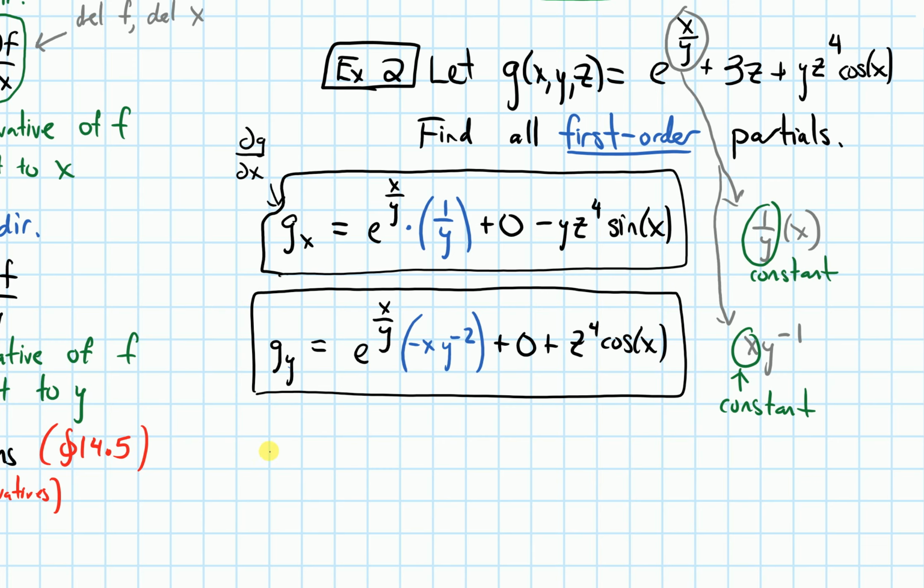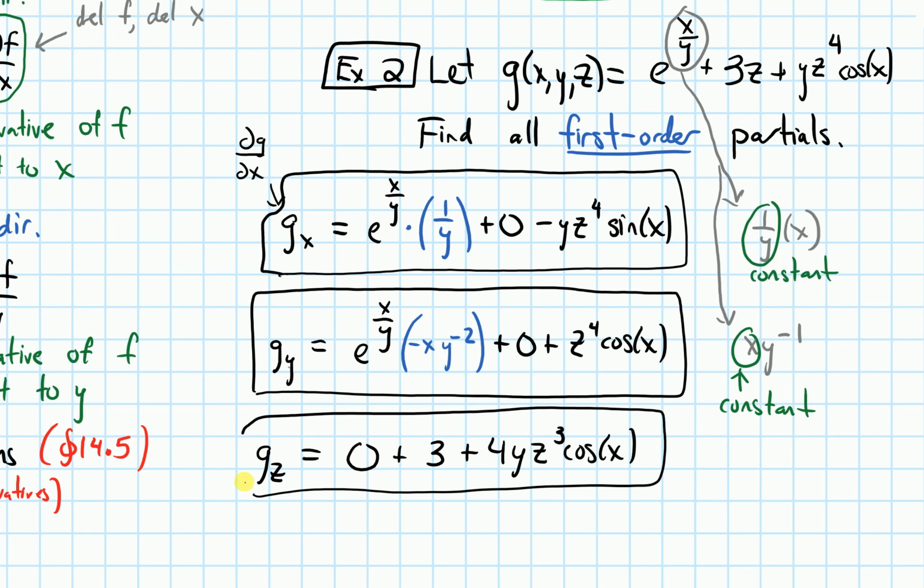So finally, we have to do the partial with respect to z. So for the partial with respect to z, now there's no z in e to the x over y. So that partial derivative is just 0. So that actually was the easiest one to do. The partial of 3z would be just plus 3. And then in the next term, I treat the y and the cosine x as constants. And then I take the derivative of z to the 4th. So I'll get the 4 coming down, and then I'll get y z cubed cosine x. And that's my partial derivative with respect to z.